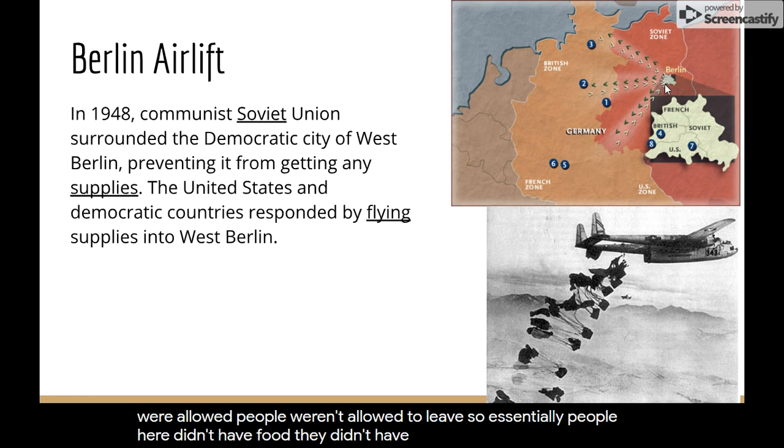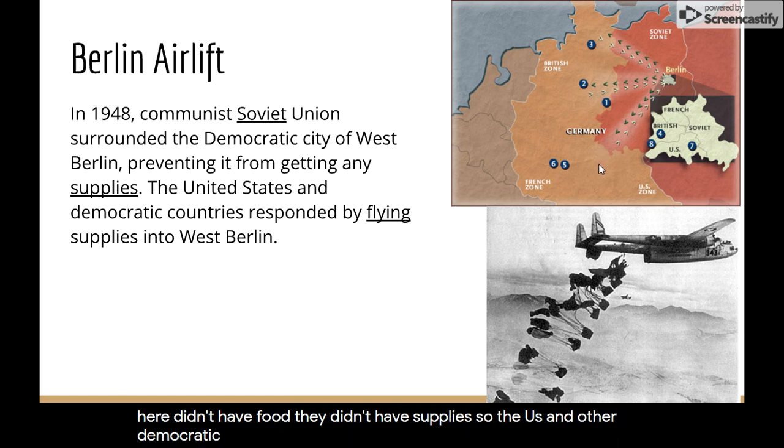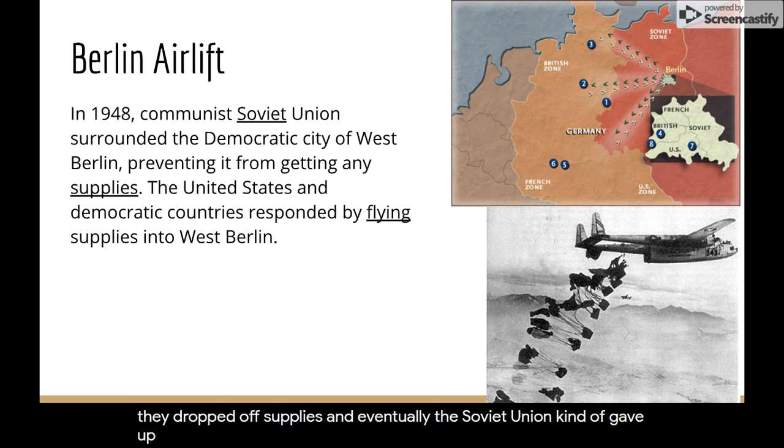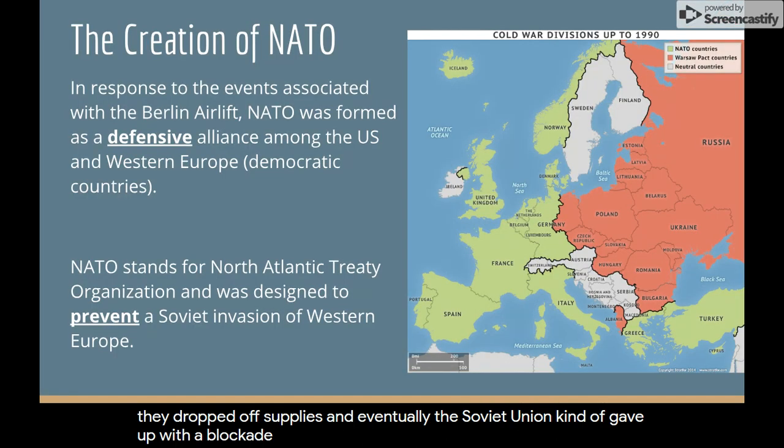They didn't have supplies. So the U.S. and other democratic countries, they got planes, and they simply just flew in and they dropped off supplies. And eventually, the Soviet Union kind of gave up with the blockade. And this led to the creation of NATO.